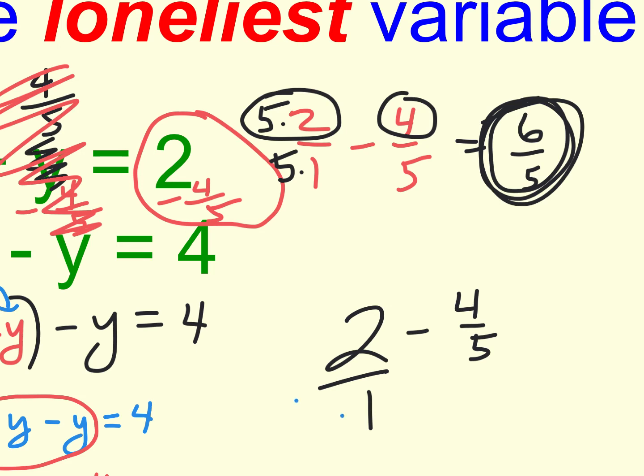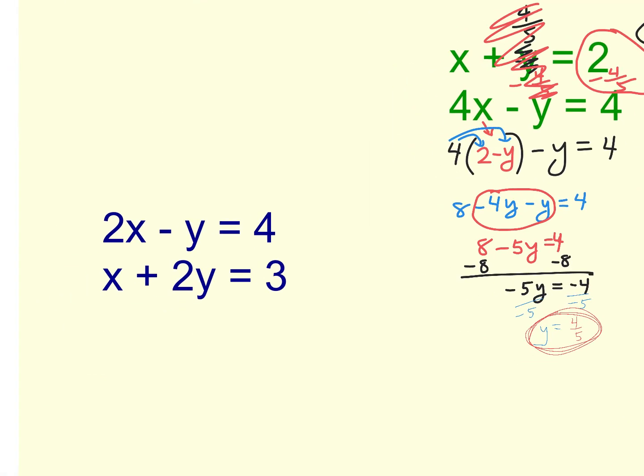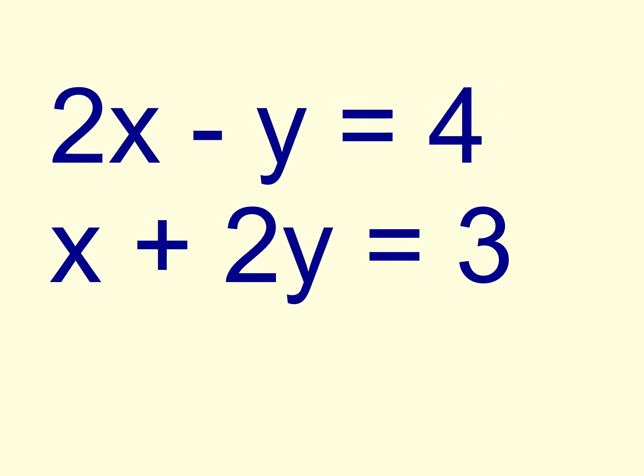Common denominator was 5, so we go times 5, and then they have a denominator that's the same, and then I could just put them together. 6/5. All right. So this is called substitution. It's not solved for anything.